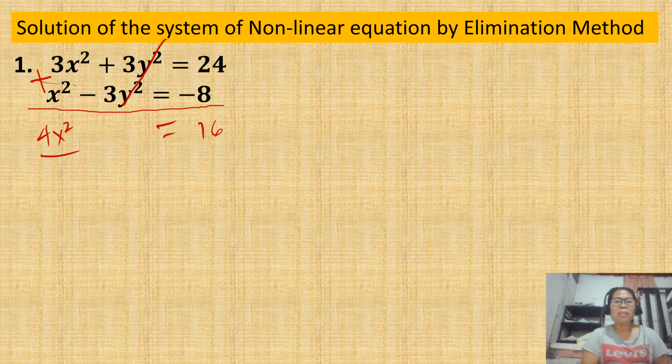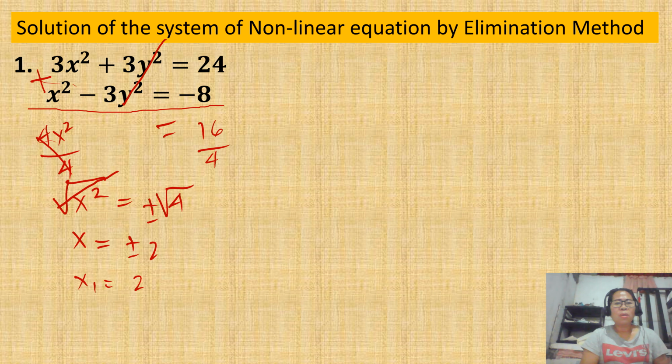Since we want the value of x, we first divide both sides by 4. So x squared is equal to 4. To get the value of x, we extract the square root of both sides. Remember, we isolate the exponent of x because we are extracting its root. Therefore, x is the square root of 4, which is positive and negative 2. So our first value of x is 2, and the second value of x is negative 2.